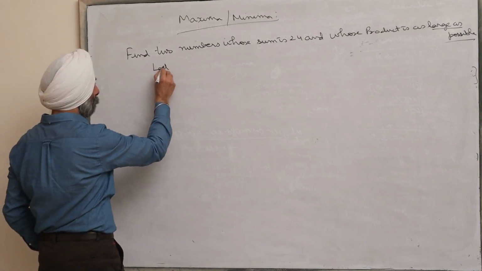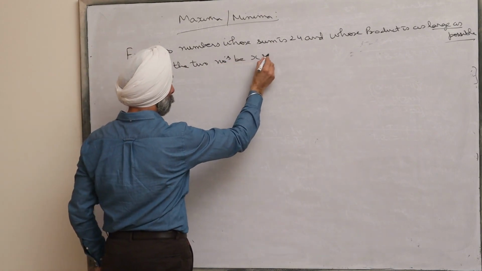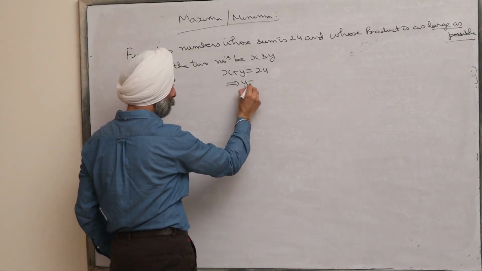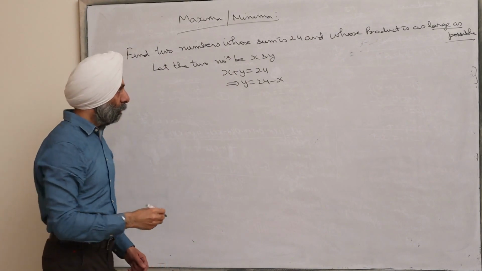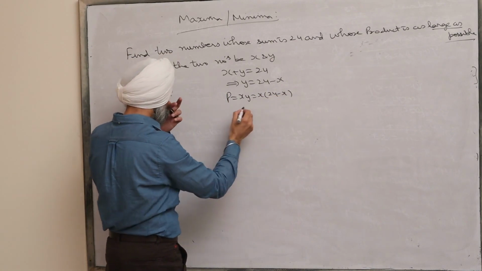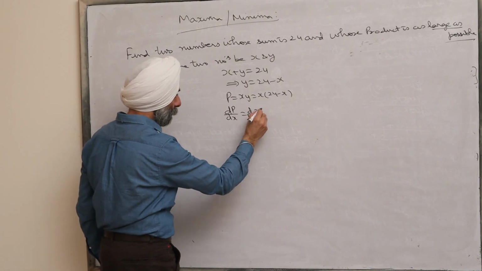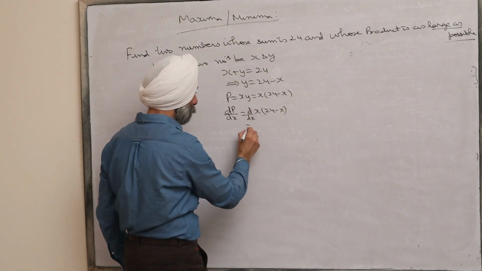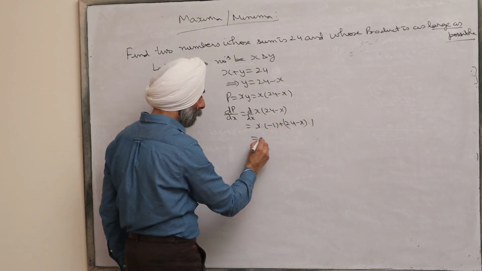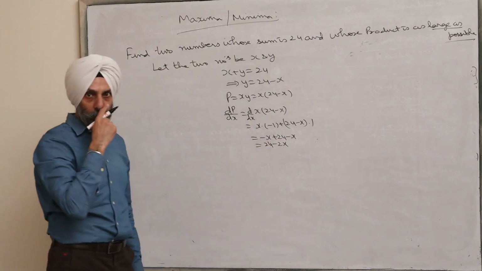Now let the two numbers be x and y. What is given to us? x plus y is equal to 24, which implies y is equal to 24 minus x. The product of the two numbers is x into y, which is x into (24 minus x). Now dP over dx is equal to d over dx of x into (24 minus x), which is x into minus 1 plus (24 minus x) into 1. It is minus x plus 24 minus x, which is 24 minus 2x.